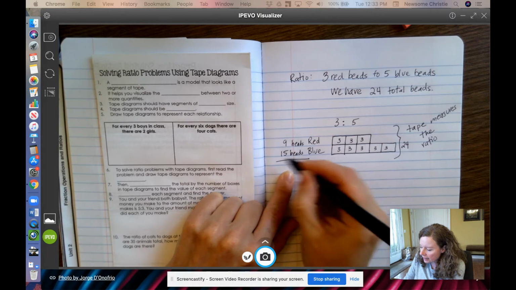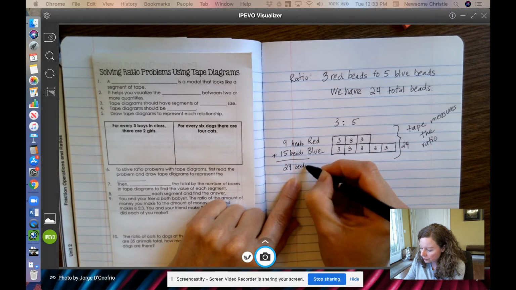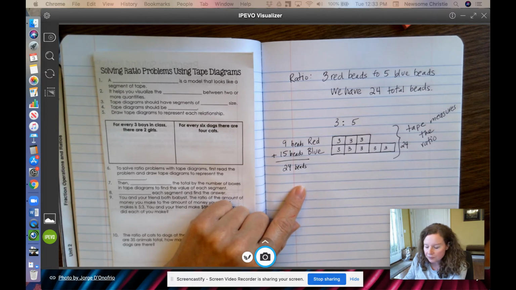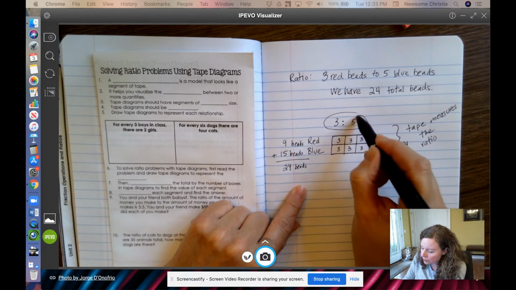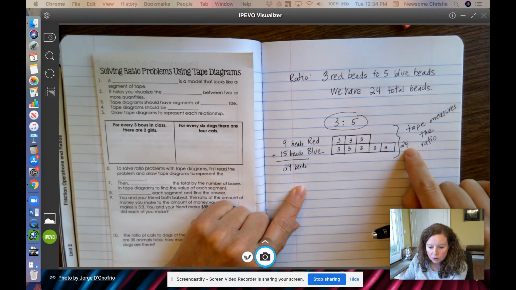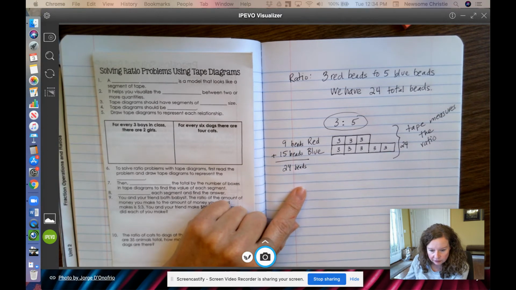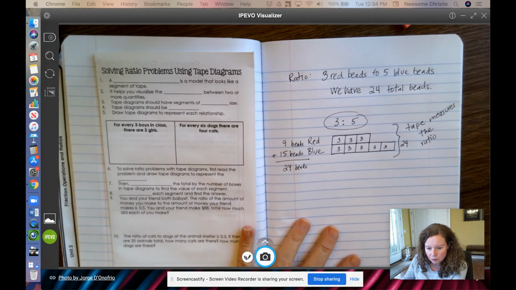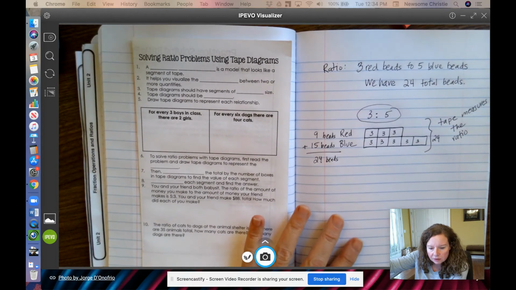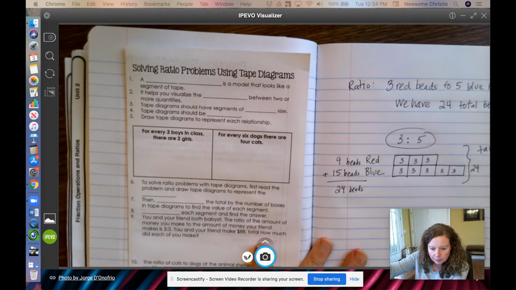And if you add up those numbers, is 9 plus 15 24 beads total? It sure is. And so my simple ratio here was how I drew my boxes. And then if I know my total number, I can use that to figure out how many of each bead I have. It's a little bit of a complicated diagram, but if you start to see how this works, then hopefully that's going to help you as we go. So let's use that as we talk about these parts.